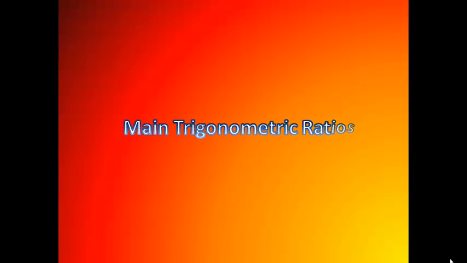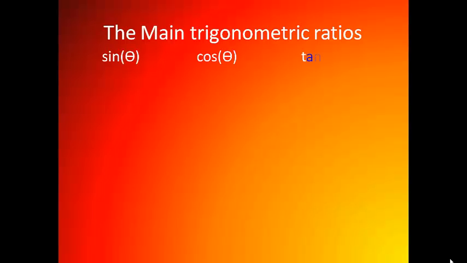Hello everyone. Today I revise some important rules and corollaries that we studied during the first term. First, I revise the main trigonometric ratios. We studied during the first term the main trigonometric ratios, and we know that we have three main trigonometric ratios: sine, cosine, and tan. So we have sine theta, cosine theta, and tan theta.